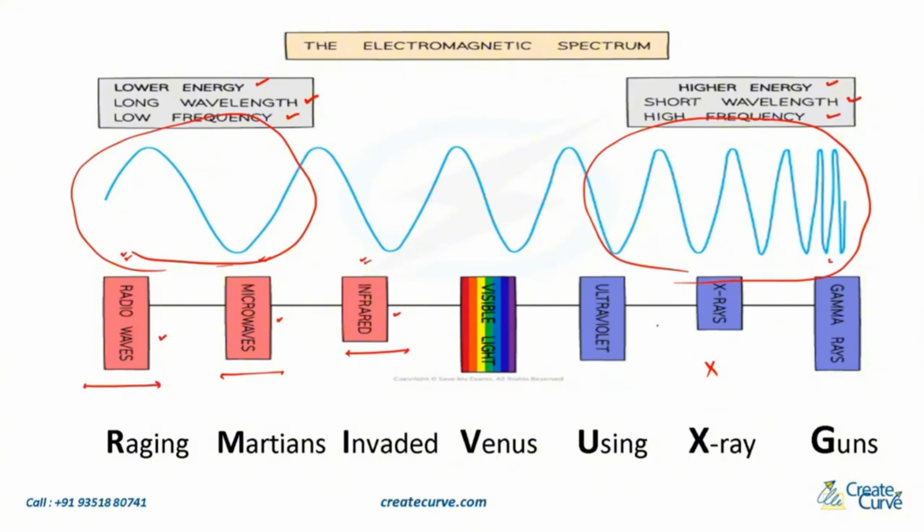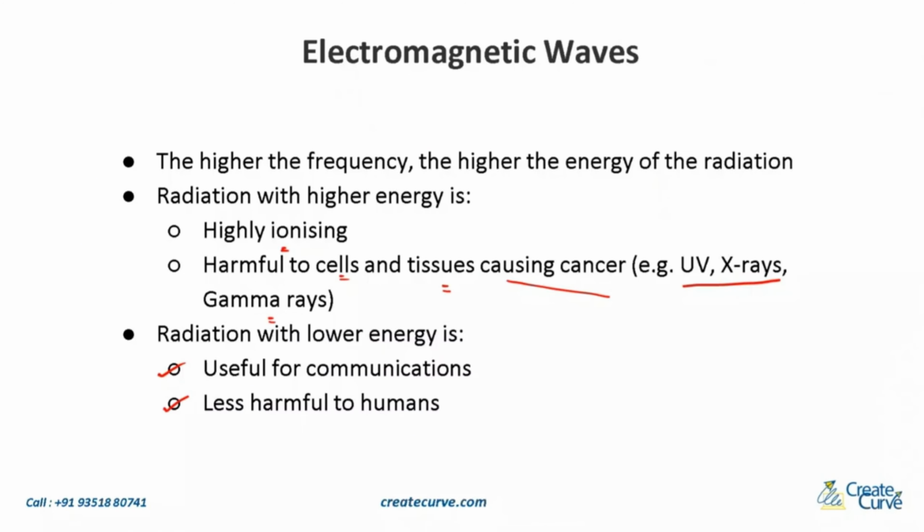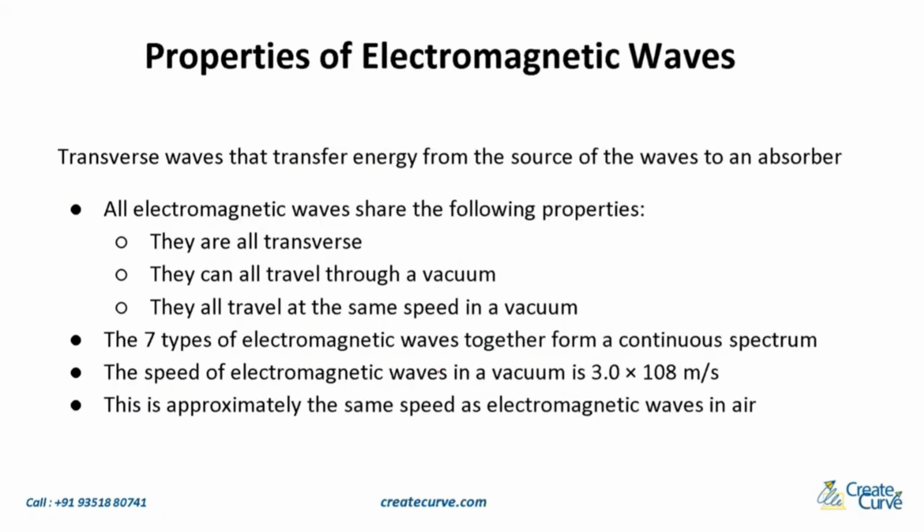Even if you go to the X-ray room, it is written over there that you should not visit for X-ray more than once in 6 months or so. So the radiation which has a higher energy is causing cancer or is basically harmful for us, and the radiation with a lower energy is used for communication and is less harmful for us.